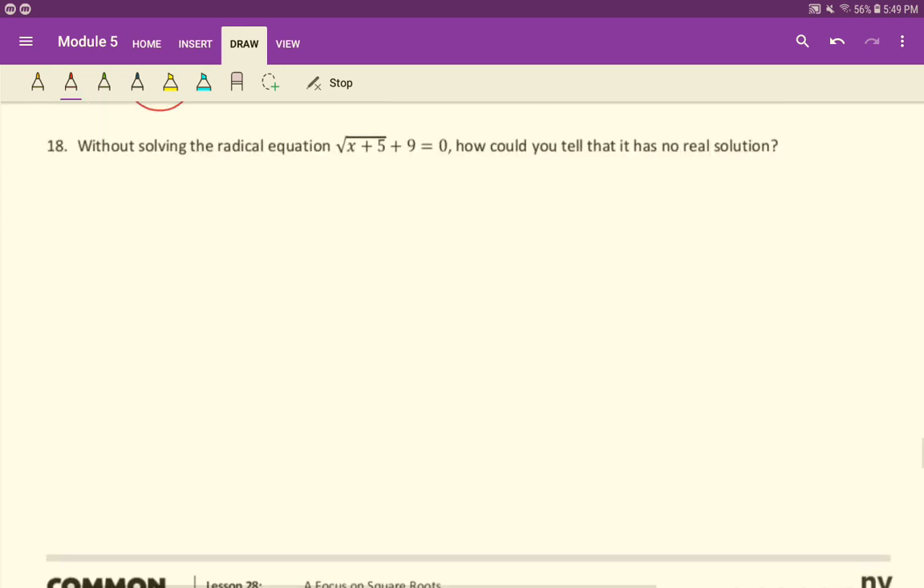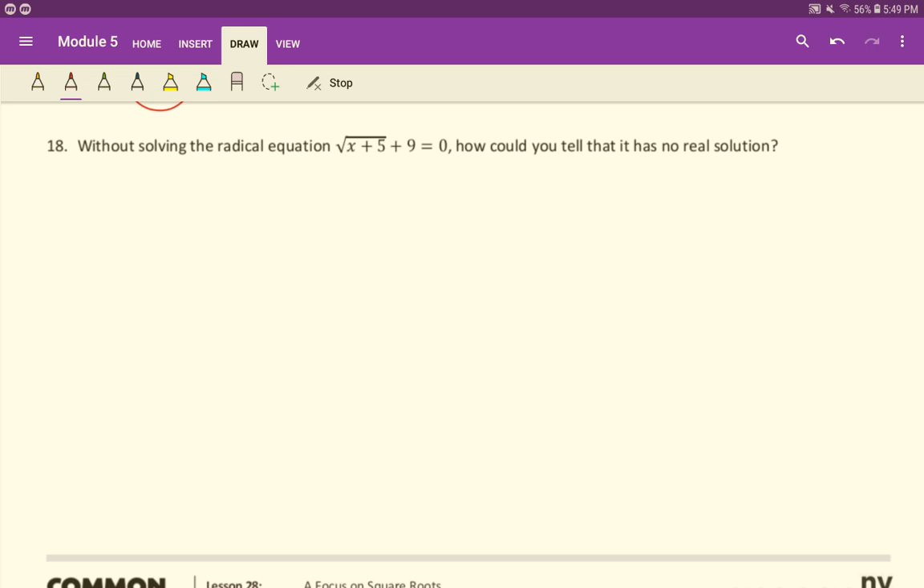All right, 18. Without solving the radical equation, root x plus 5 plus 9 equals 0, how could you tell that it has no real solution? Well, go ahead, take a minute, pause the video, and see what you can figure out just by looking at the situation there. Again, they ask you not to solve it. Just take a look at it and see what's going to happen.